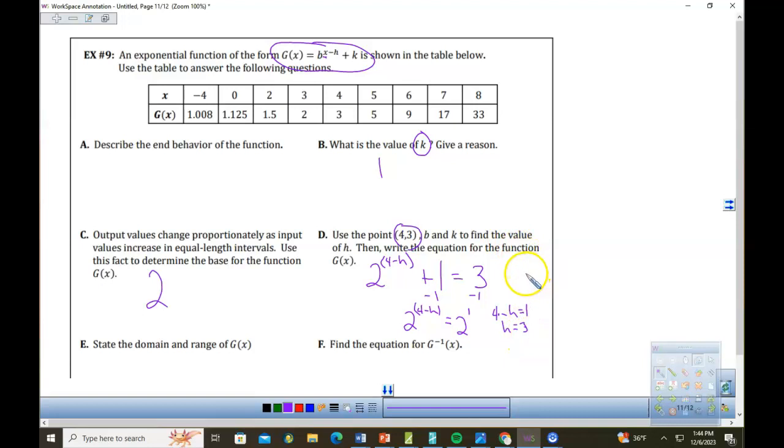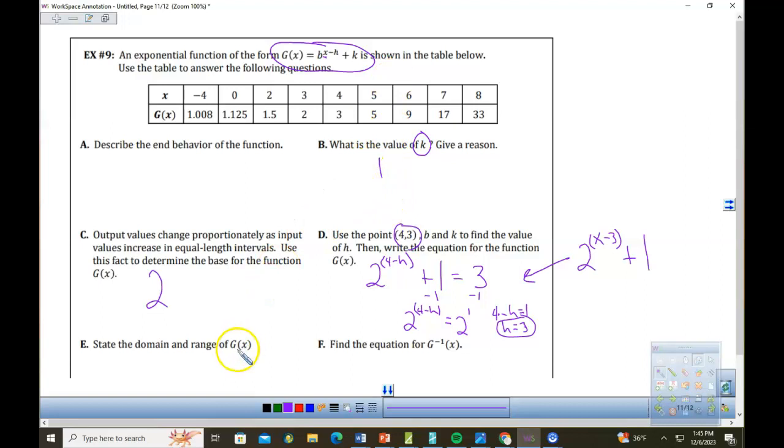Sorry, that's pretty quick. So my overall equation of this beast is going to be 2 to the x minus 3, x minus h, plus 1. All right? Phew. That was tricky. You just plug in your x and y and solve for h. K we get from the asymptote, right? Our base we get from the common difference, how much it increases. And h we get by plugging in our x and y.